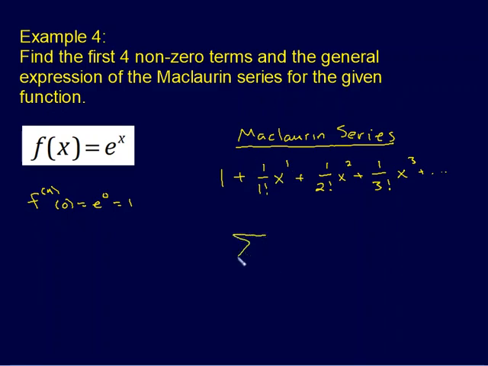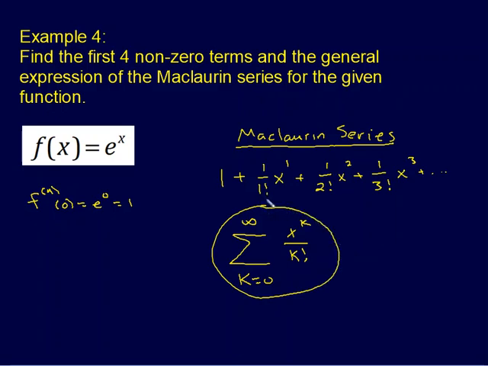So I will write this one starting at k equals 0. And basically it's 1 over k factorial. And actually, we're just going to write x to the k right up here. Okay, so we're going to write x to the k over k factorial. This is commonly how we write the Maclaurin series for e to the x.